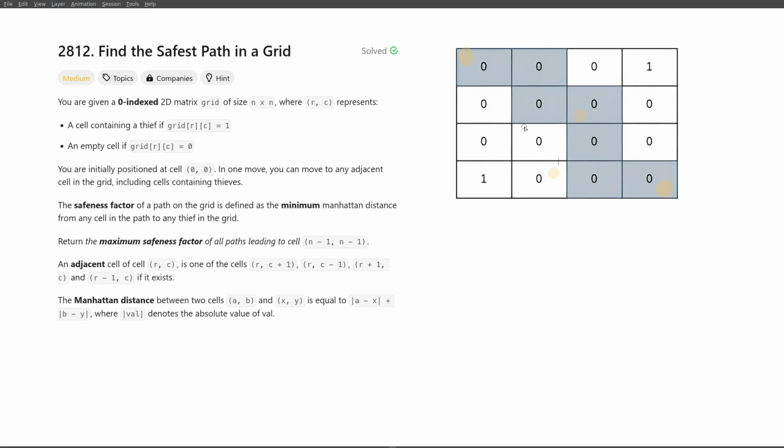And the solution to that problem is to calculate those distances starting from every thief, but starting from all the thieves at the same time. Because every thief has the safeness of 0. Then every cell that still hasn't been calculated for its safeness and is adjacent to a thief has a safeness of 1. Again, every cell that has not been calculated but is adjacent to the cell with safeness 1 will have safeness 2, and so on.